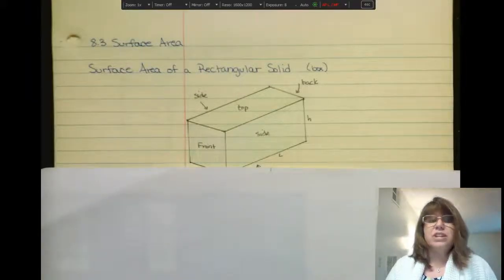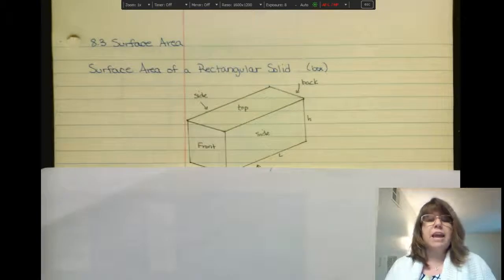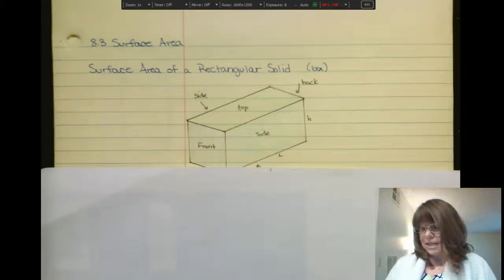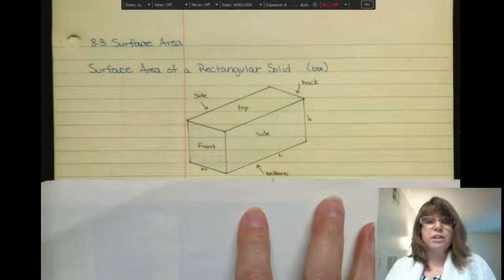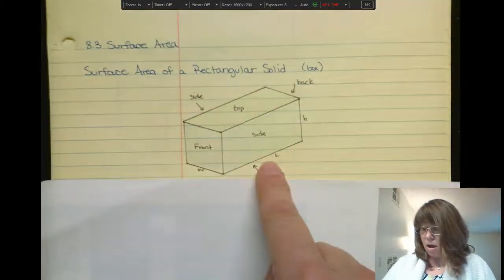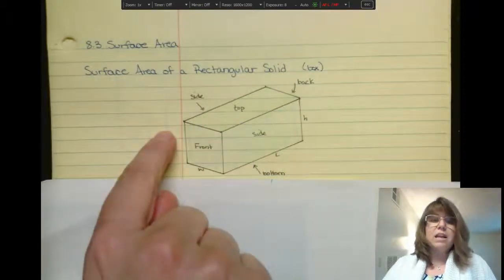We're going to start discussing surface area. What surface area is: you have a three-dimensional object, and the surface area would be the sum of the area of each side of the object. For example, a rectangular solid has a front, a back, a top, a bottom, and two sides.